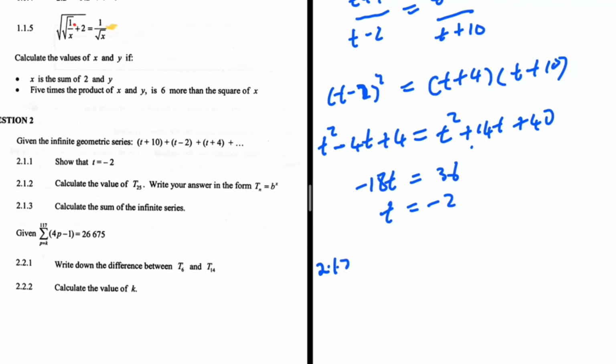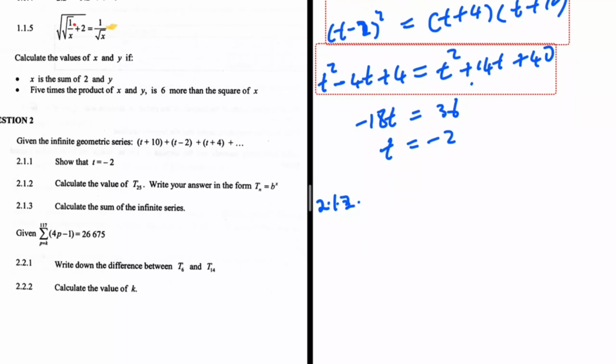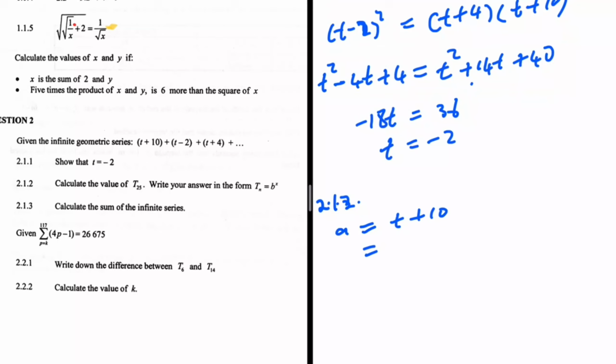And then 2.1.2: show that the value of t25, or calculate the value of t25. Write your answer in the form tn is equal to b to the x. Okay, so what do we need? We need a. What is a? A is equal to t plus 10. So a is equal to minus 2 plus 10. A is equal to 8.